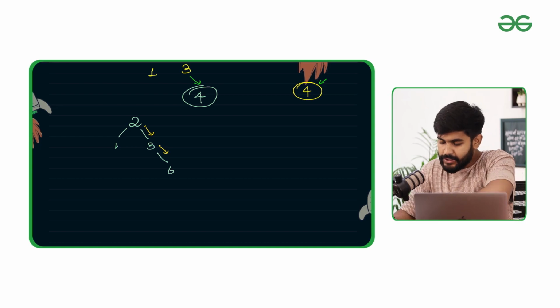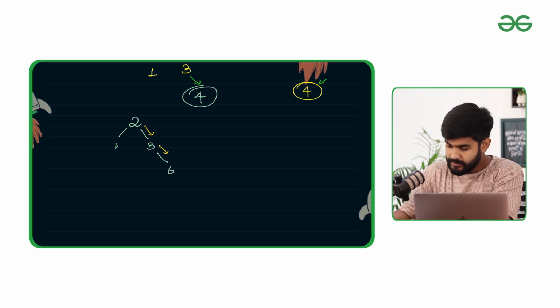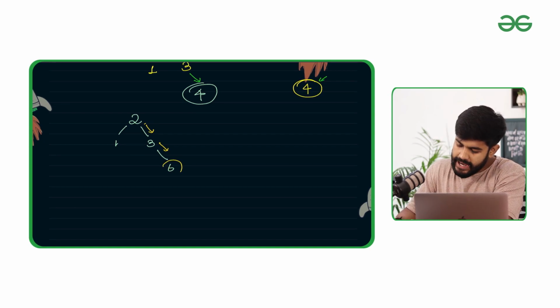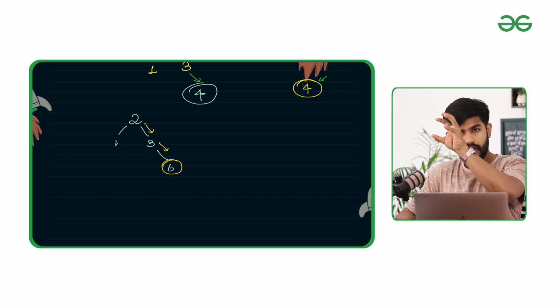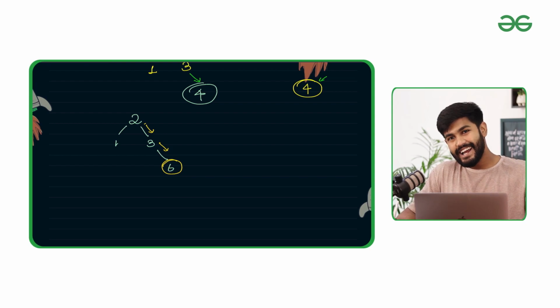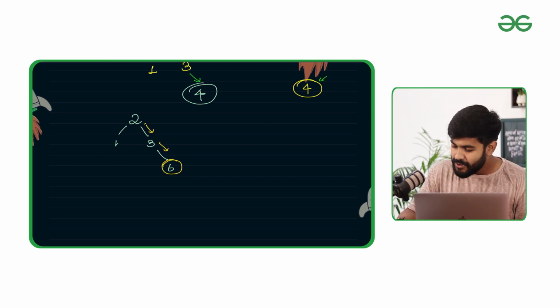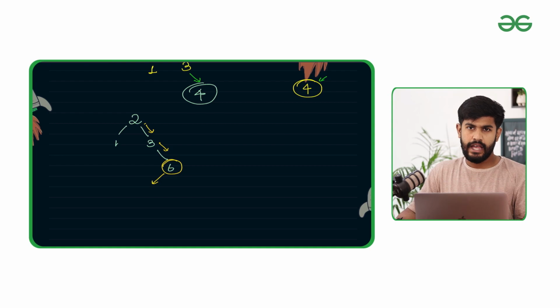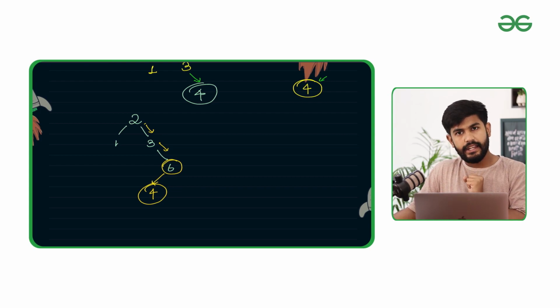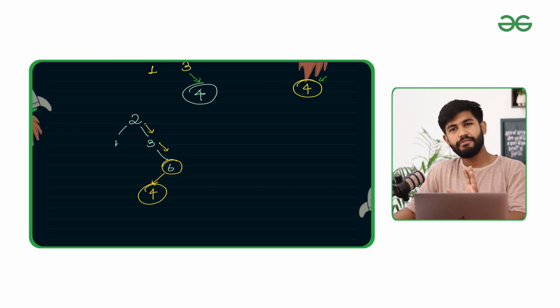So now we are moving to 6, which is already present. A value less than 6 should be present on the left hand side. So we go on this side, but we have a null pointer here, so we would make a new node here. But is this correct? Let us verify it by writing the in order traversal.